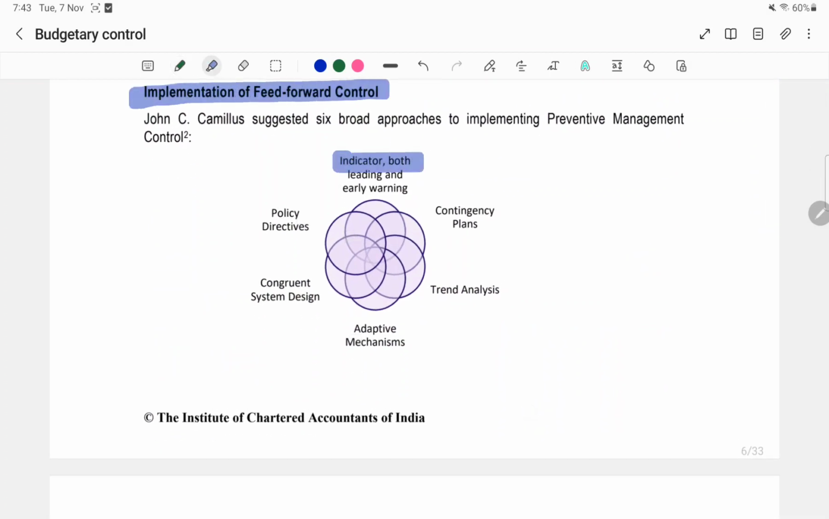How can we implement the feed forward control? Indicator, that is I, contingency plans, that is C, trend analysis, that is T, then adaptive mechanisms is A, congruent system design is D, policy directives is P. So this way you can try to remember.